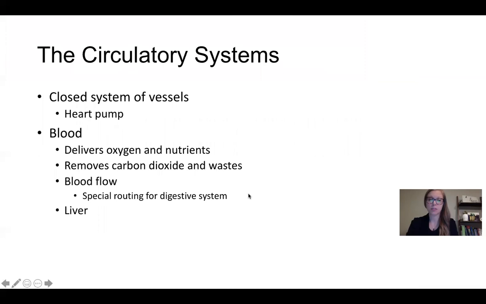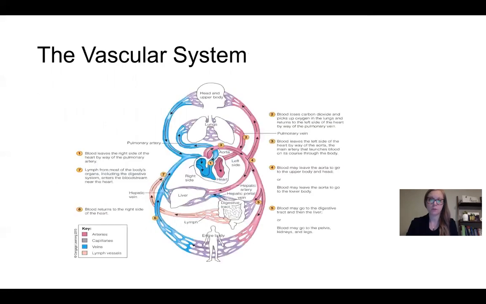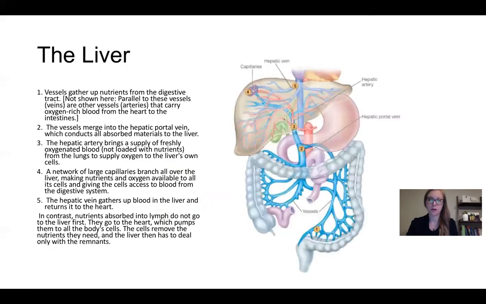And then the circulatory system, closed system of vessels, heart pump. Blood delivers oxygen and nutrients, removes carbon dioxide and waste, blood flow. That's why it's so important to pay attention. You know, you want to try to have as good blood flow as possible. That's why it's always important to eat well and take care of your body. Okay. The vascular system, the liver, how important the liver is and how it filters. It's one of the major organs that regenerates itself, as well as filters out a lot of different things. Okay, this does a lot of different things in the body.